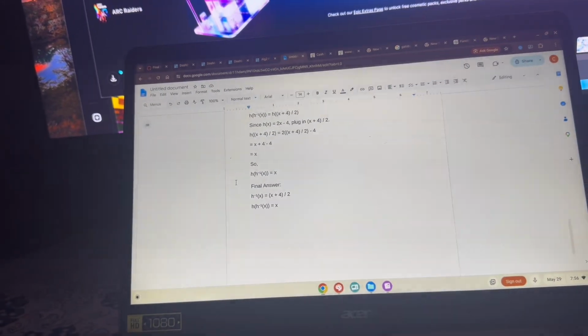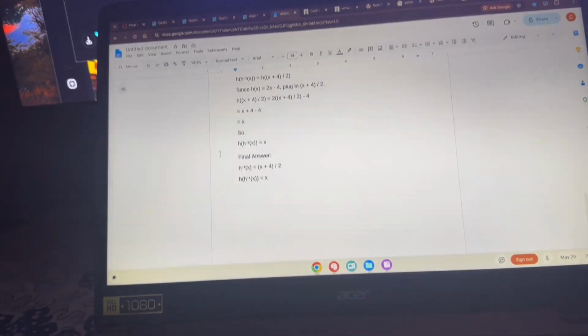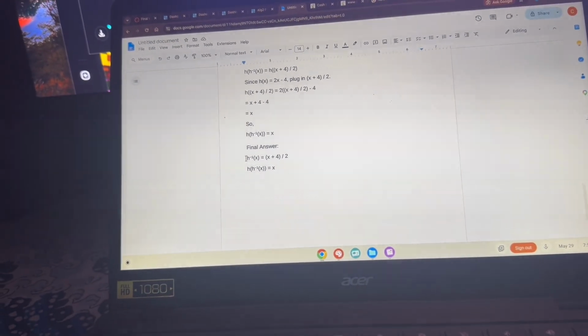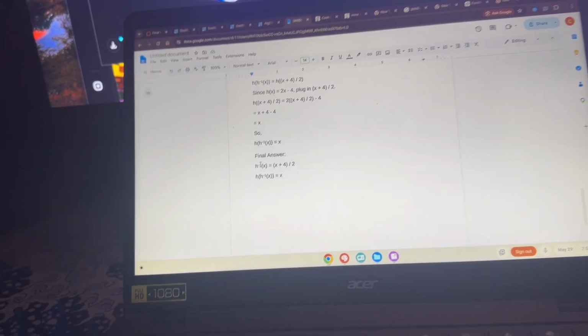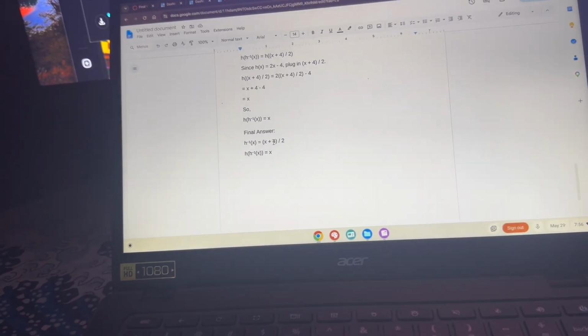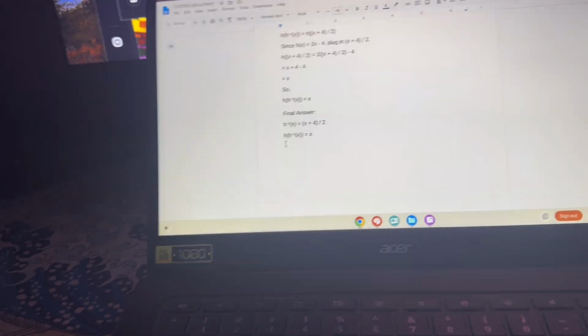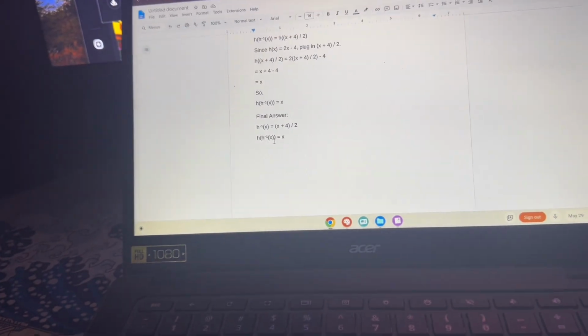So we can find out from this equation that the answer would be, first, h inverse of x equals x plus 4 divided by 2, which we learned, and h of h inverse of x would equal x in the end.